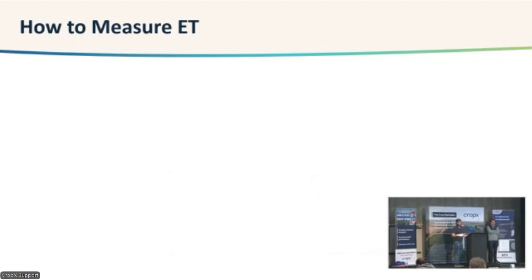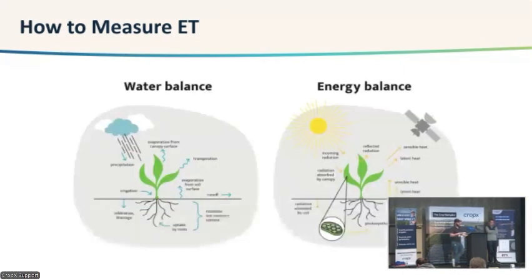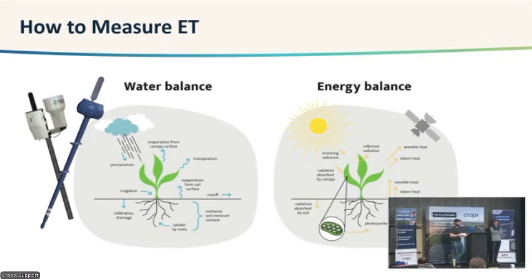So how do we measure ET? ET is notoriously a difficult thing to measure by itself. Oftentimes we use the water balance method for making irrigation recommendations and things like that. So we'll use things like soil moisture probes and rain gauges to understand what our water balance is.